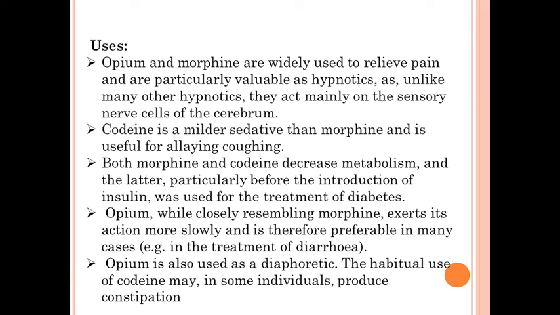The habitual use of codeine may in some individuals produce constipation. Patients who take codeine habitually, due to long term administration of this drug, may develop constipation, because it slows down the metabolism rate, which decreases peristalsis movement.